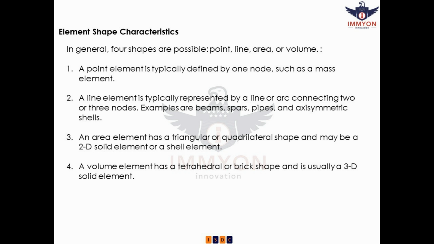1. A point element is typically defined by one node, such as a mass element. 2. A line element is typically represented by a line or arc connecting 2 or 3 nodes. Examples are beams, spars, pipes, and axisymmetric shells. 3. An area element has a triangular or quadrilateral shape and may be a 2D solid element or a shell element. 4. A volume element has a tetrahedral or brick shape and is usually a 3D solid element.